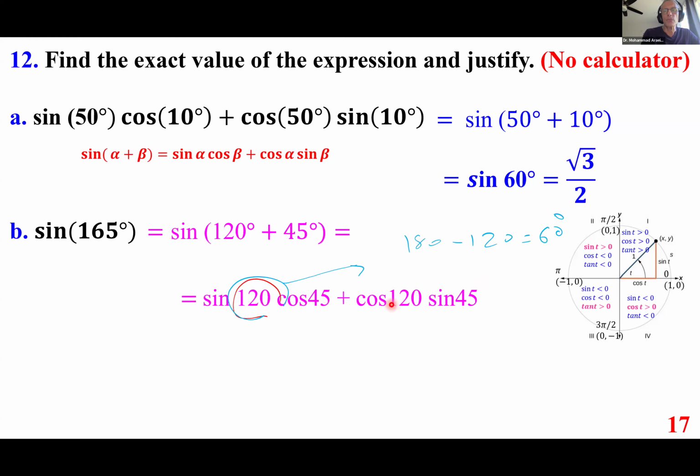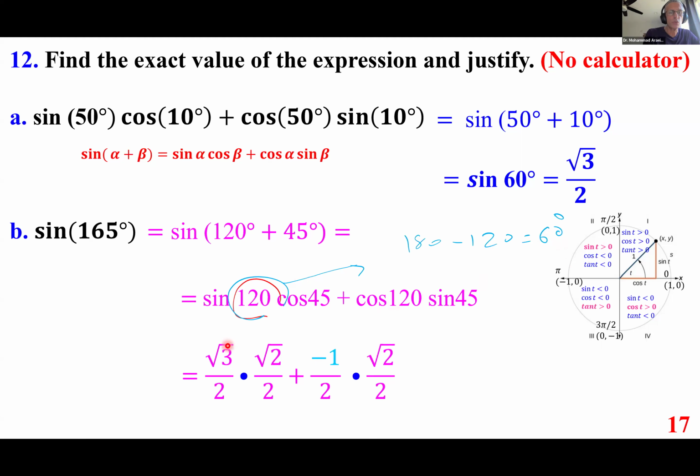Cosine of 120, the reference arc is 60, is the same as cosine of 60, but in the second quadrant, cosine is negative. So cosine of 60 is positive 1/2. Cosine of 120 must be negative 1/2.